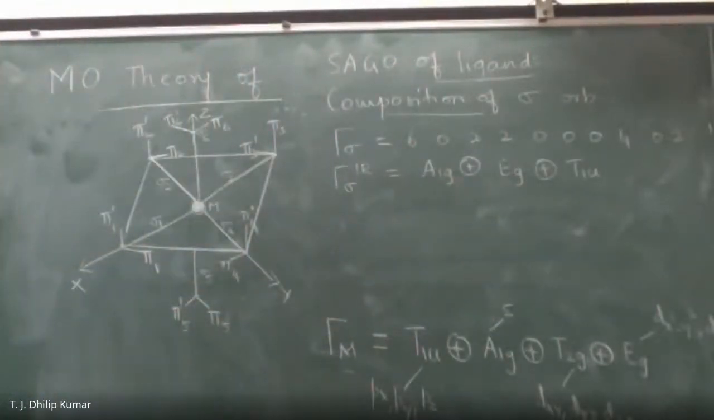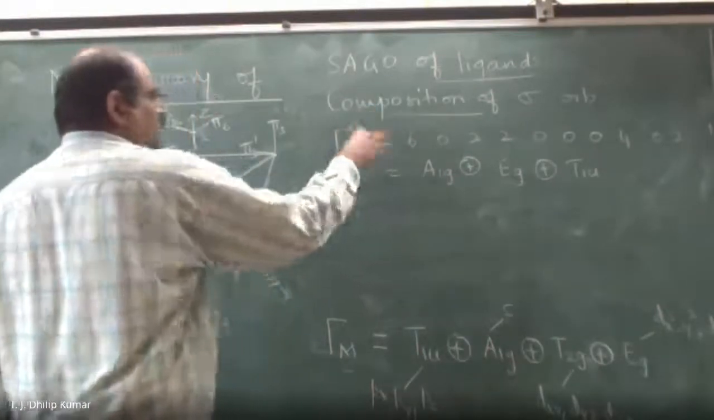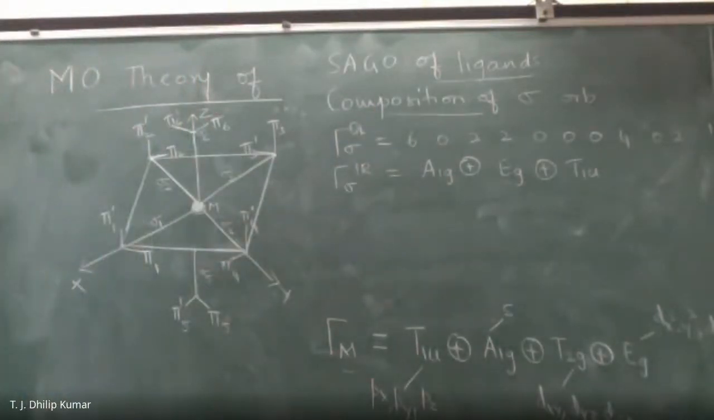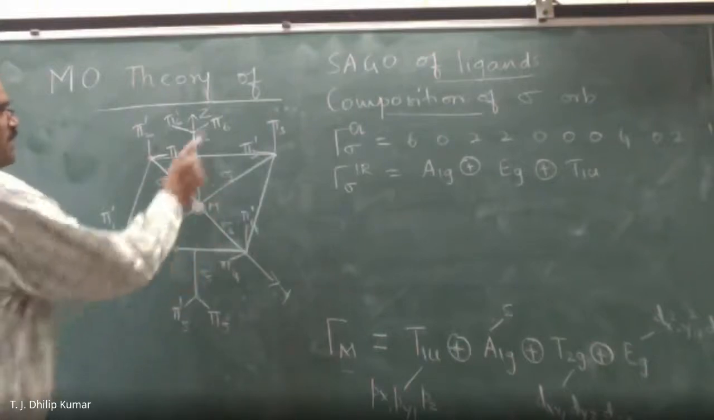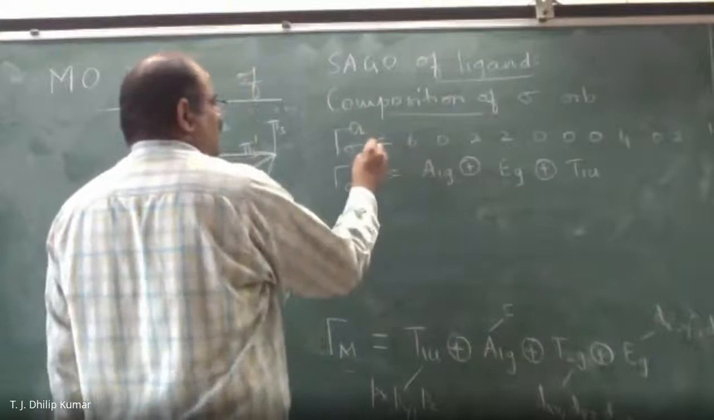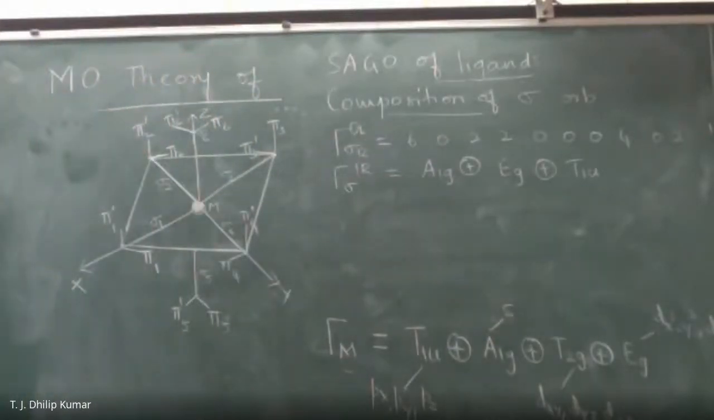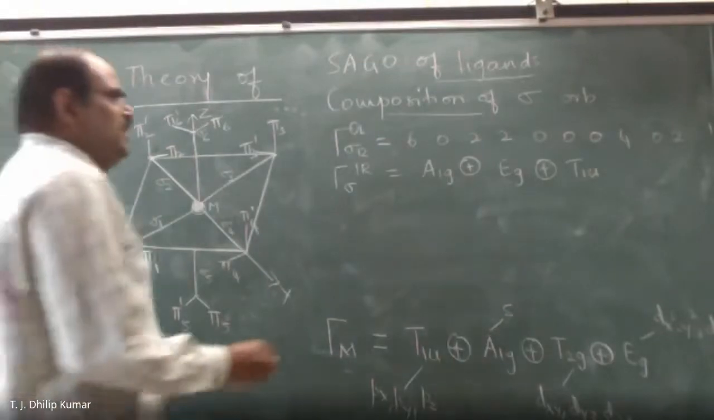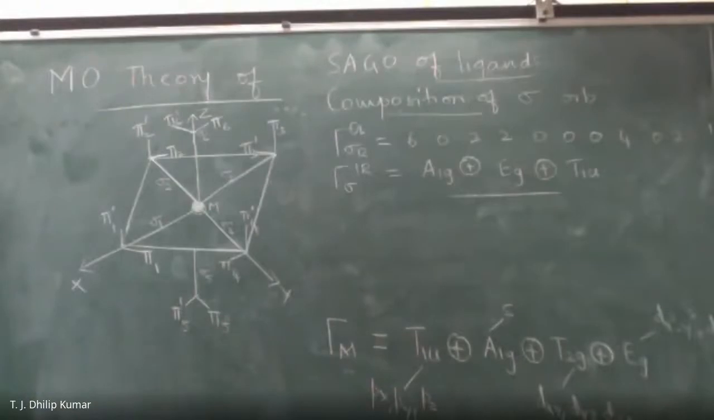So I'm not doing anything new. We have an octahedral complex. In that, we are following the sigma orbitals of the ligands, all of them, sigma 1, sigma 2, sigma 3, 4, 5, and 6. We have written the reducible representation, and then you use the reduction method with the character table of the octahedral complex. Then you will end up with these 3 symmetries: A1g, Eg, and T1u.